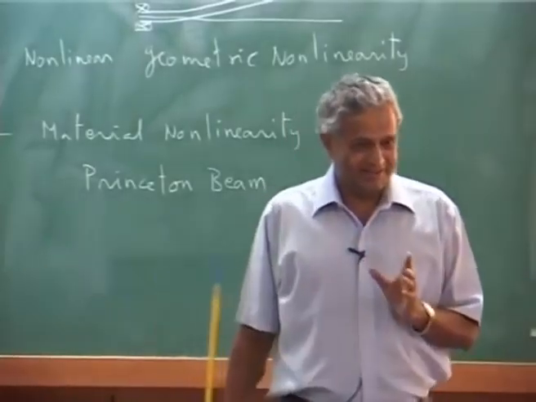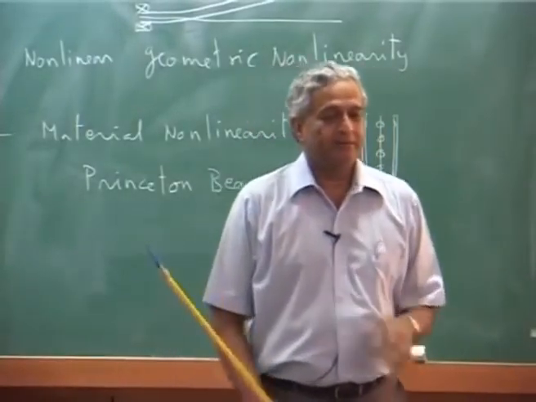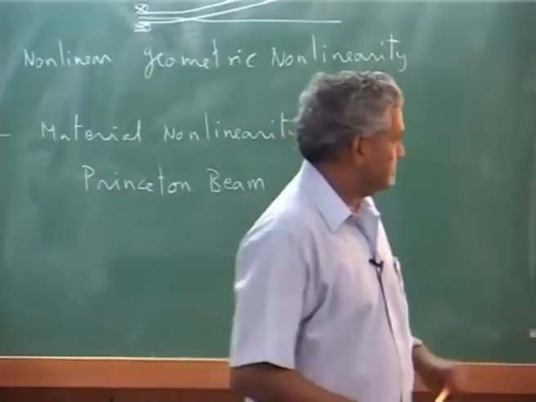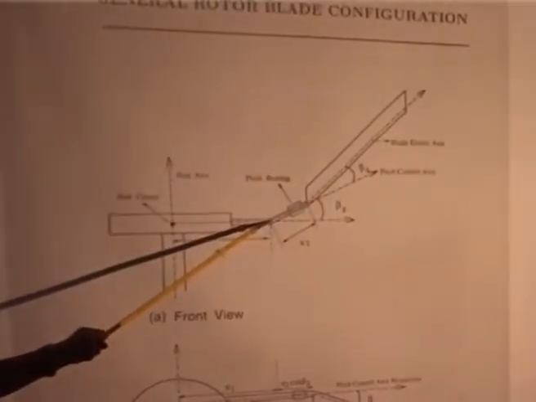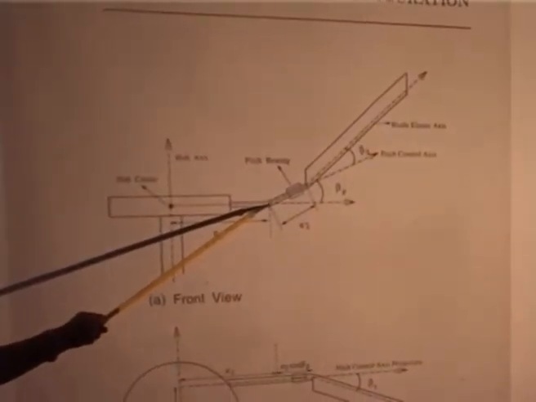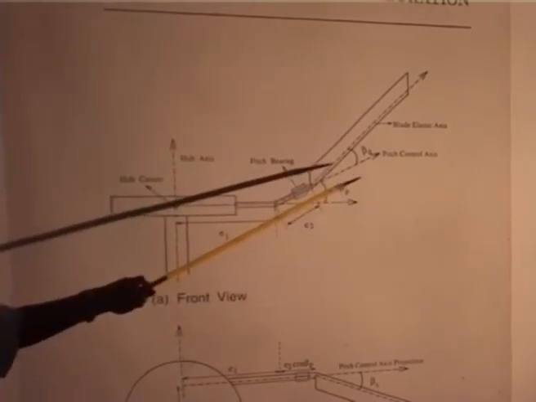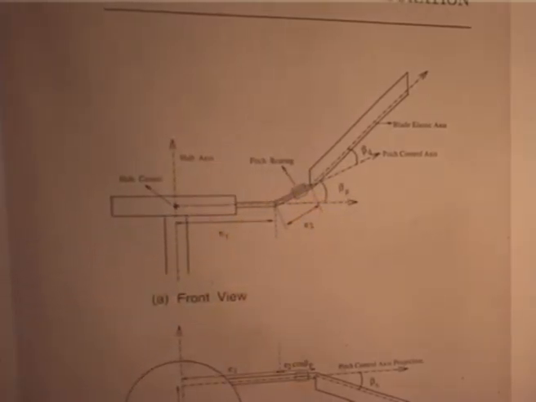So, you got it. But my doubt was, where the pitch bearing is, where we are giving a pre-cone angle, that point, that's a hinge, right? No, there is no hinge in these things. This is the hingeless blade configuration I have shown.